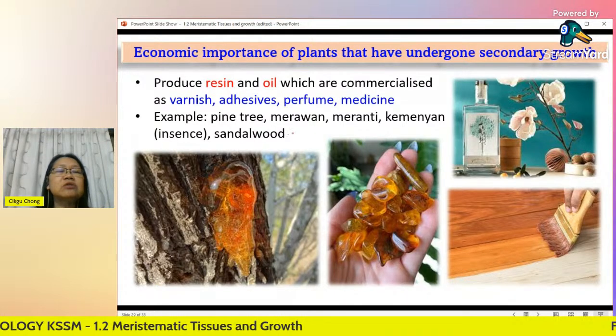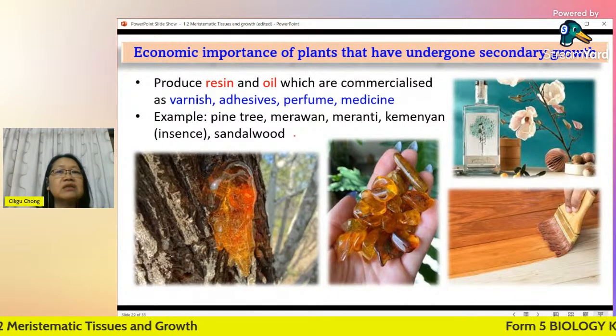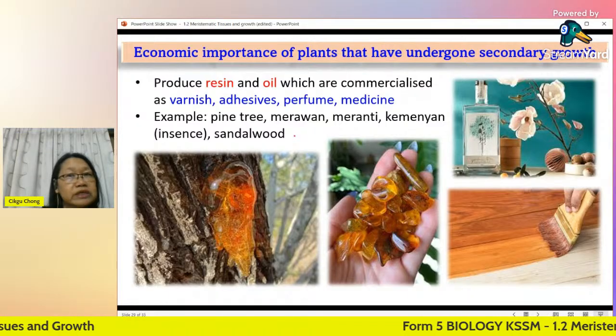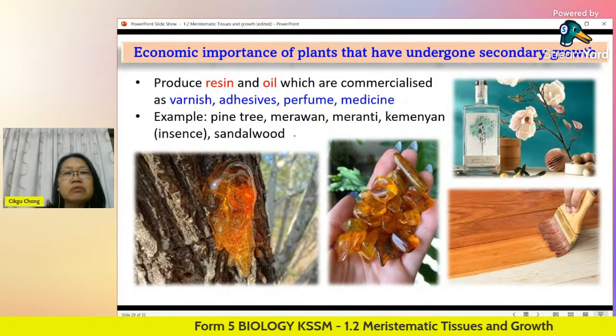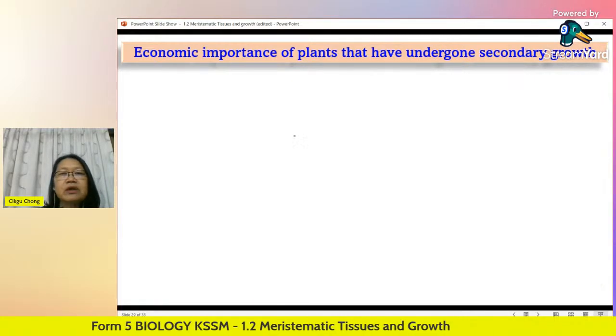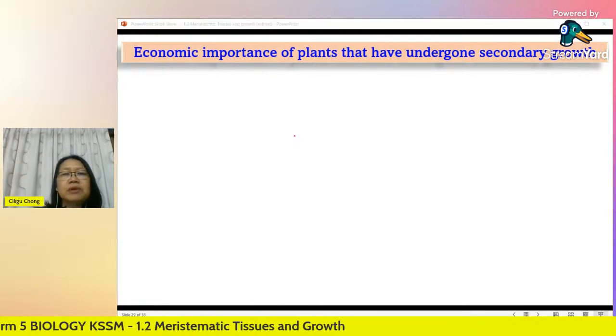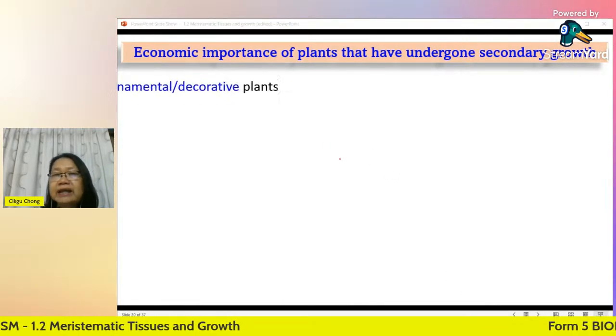And also, like joss sticks, when people pray, in Taoism, all these joss sticks and all that, some have a very nice smell. They come from the trees. Okay, next part. Now we're coming to the end now, don't worry.